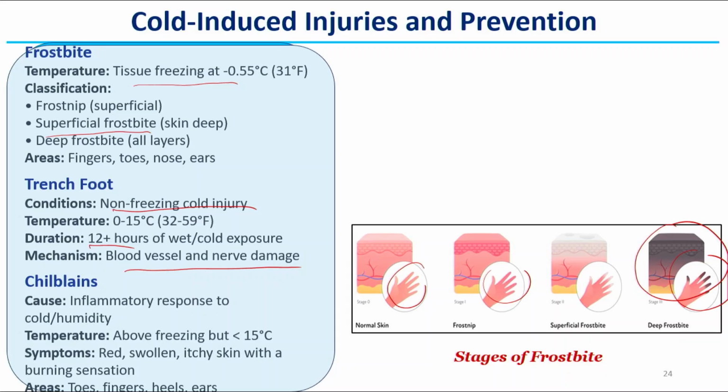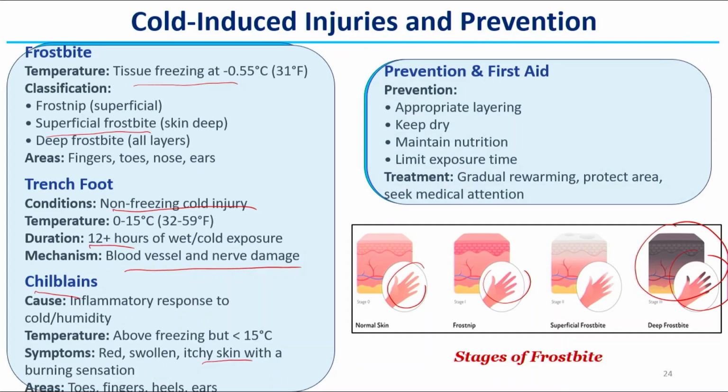And chilblains is an inflammatory response to cold or humidity. It occurs above freezing temperature, again at 0 to 15 degrees Celsius, with red, swollen, itchy skin, and this is very commonly occurring in such situations. It affects toes, fingers, heels, and ears. In all these places we get this type of injury.